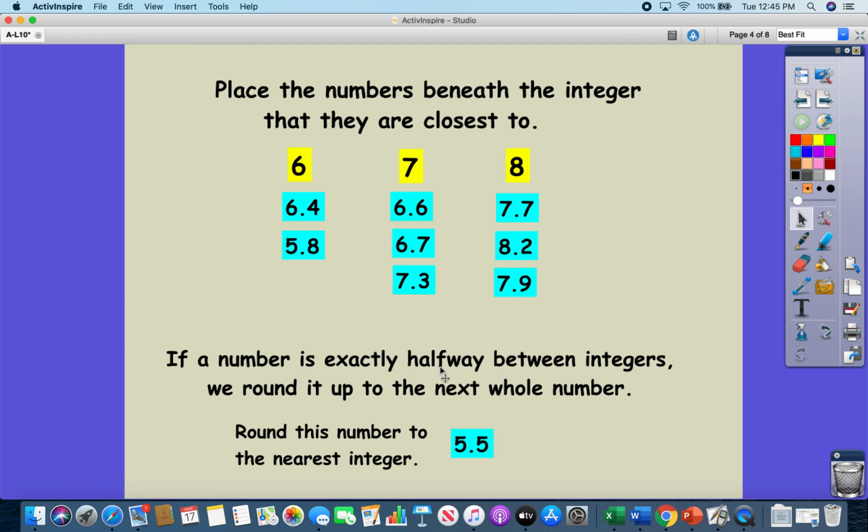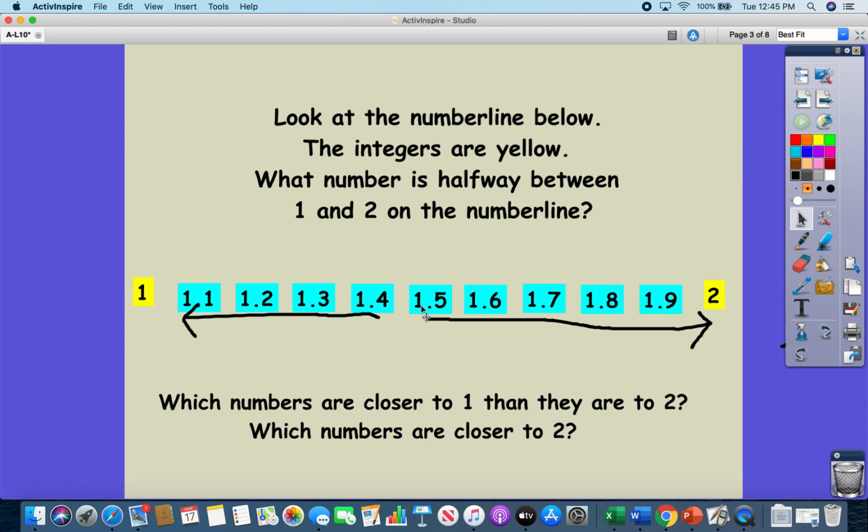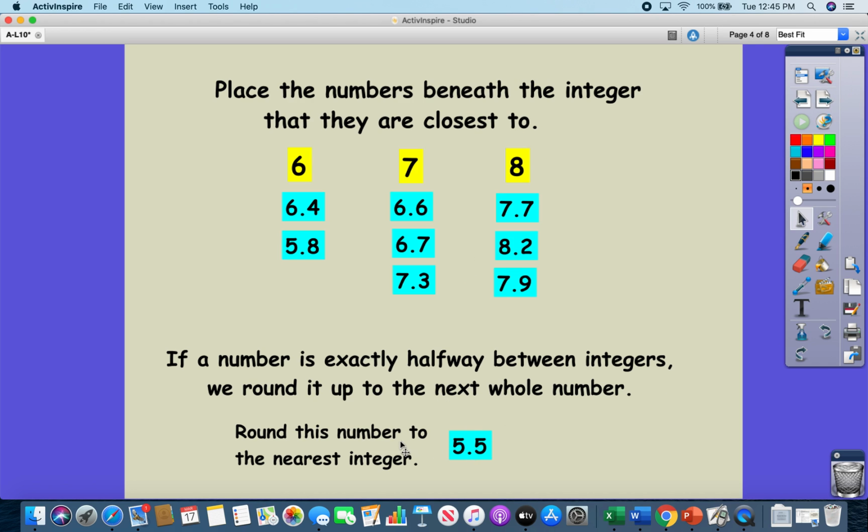Now, if a number is halfway between the integers, we round it up. So 5.5 is halfway. It's right in the middle of these. Count 1, 2, 3, 4. 1, 2, 3, 4. There's that one number in the middle, but 5 is always going to round up. So 5.5 is going to be closer to 6.